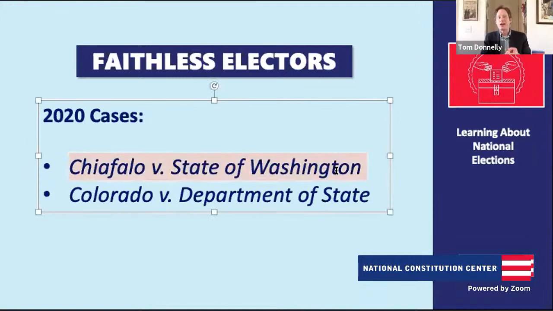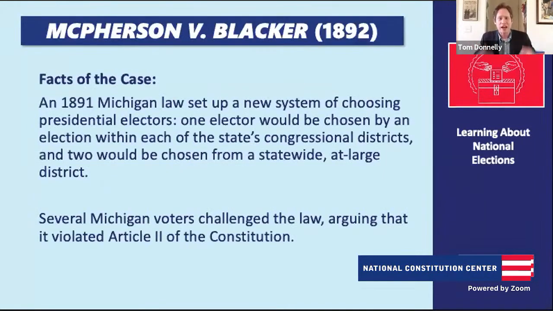So in the late 1800s, we saw a case called McPherson versus Blair, which basically just said Michigan was setting up a new system, a lot like the one in Maine and Nebraska we talked about earlier, distributing electoral votes by congressional district. And effectively what the court said is, read the Constitution. Article 2 leaves these decisions to the states. States have broad authority to decide how electors are going to be selected.